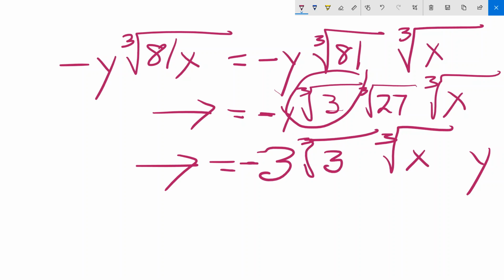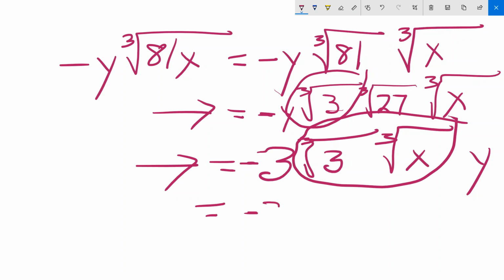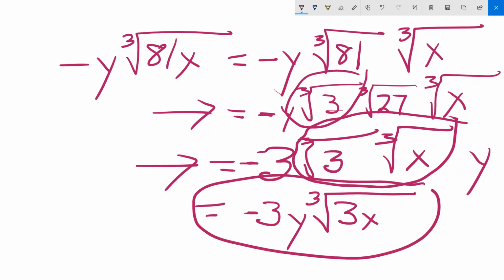However, now I can put these two back together again because they're both cube roots. So let's write this a little bit better. Let's put the y in front because it works better when you leave the radical sign towards the end. But I can combine that 3x back together again. That's a much more attractive answer.